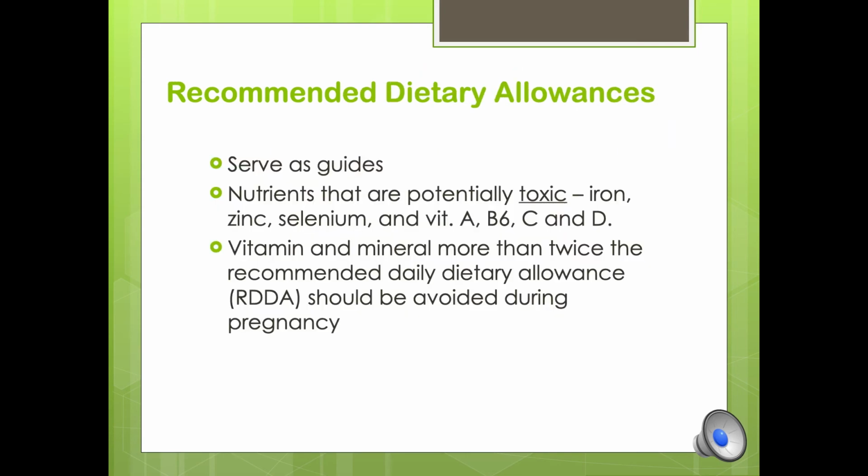The recommended dietary allowance serves as a guide to the acceptable amounts that can be taken. Certain prenatal vitamins and mineral supplements may lead to intake in excess of the recommended allowances. Moreover, the use of excessive supplements, which often are self prescribed, has led to concern regarding nutrient toxicities during pregnancy. Those with potentially toxic effects include iron, zinc, selenium, vitamins A, B6, C, and D. That's why ideally we stick to the recommended dietary allowance. If it's more than that or more than twice, then this should be avoided.